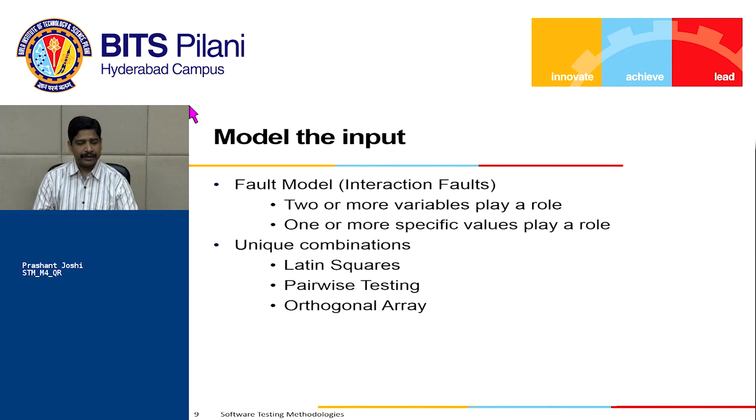Now, having said that, there'll always be the end result that we are expecting. That's the exit criteria. Now, without such an exit criteria, it may not be possible for us to really call a particular testing done. And then models come up. Here is where we look at a fault model. Two or more variables play a role, or probably there are certain values that play a role.